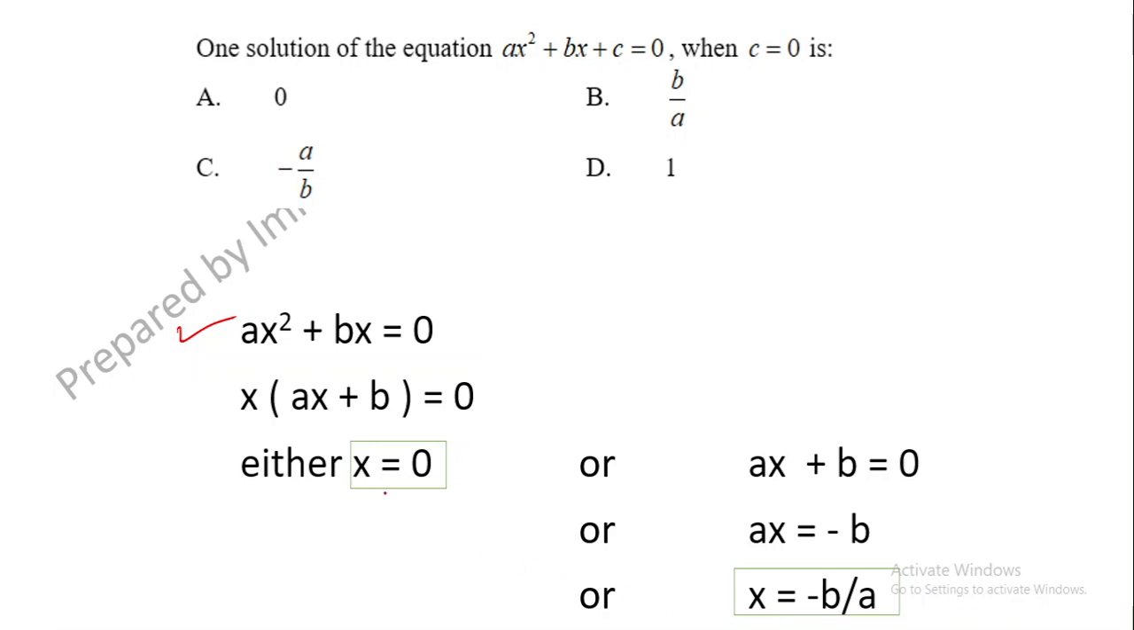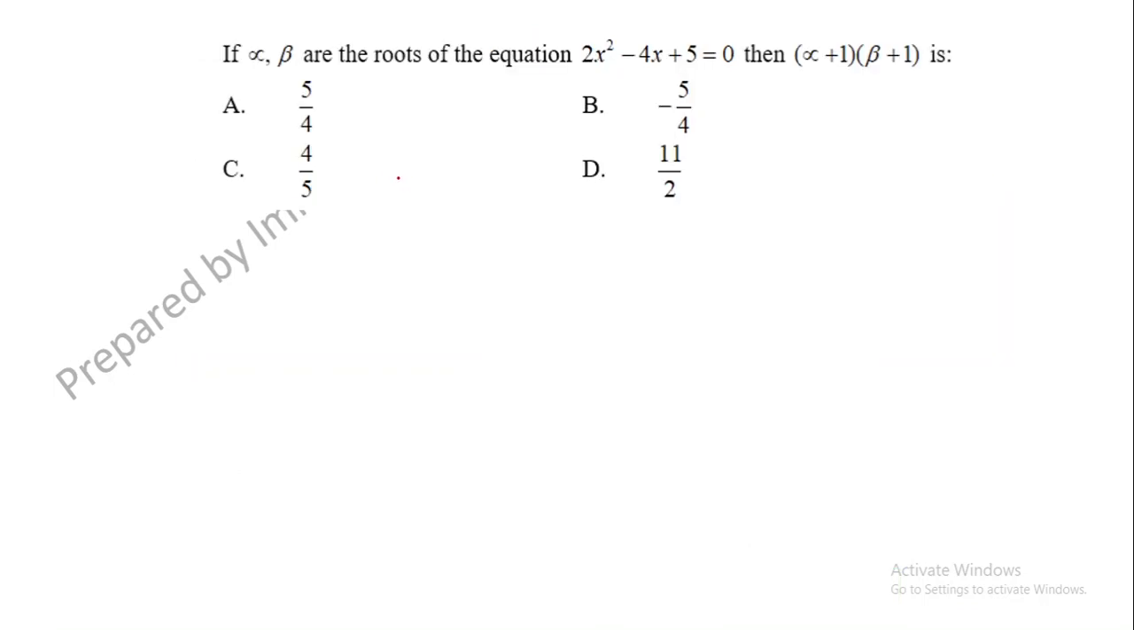So check whether the option minus b over a is available here or not. No. So what will be the right option? So x is equal to 0. There is only one solution. Solution means that you have to find the value of x. So option A is the right one.